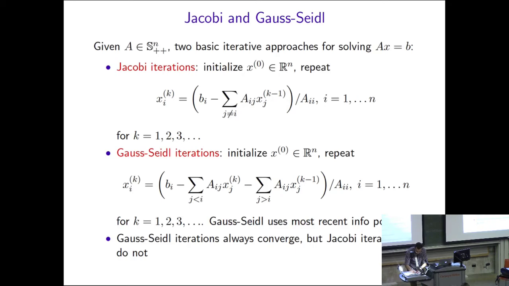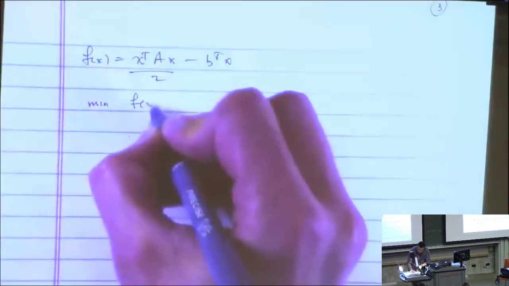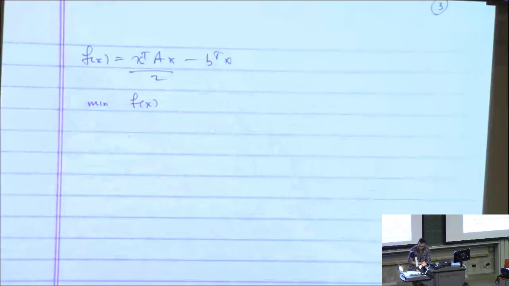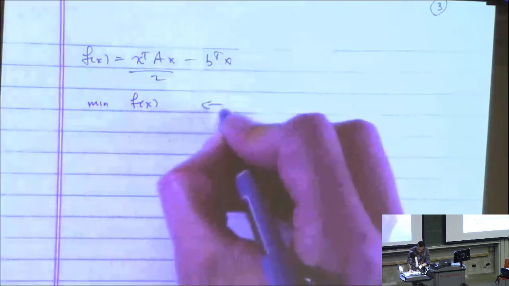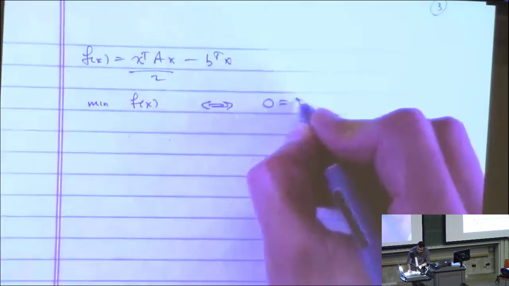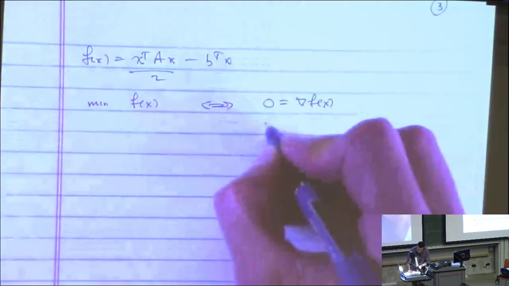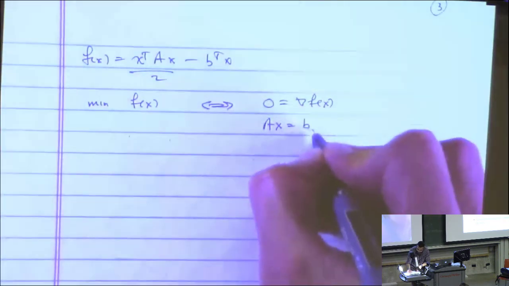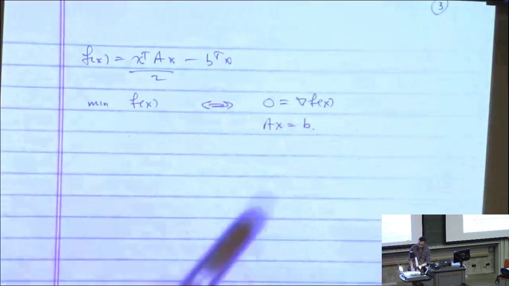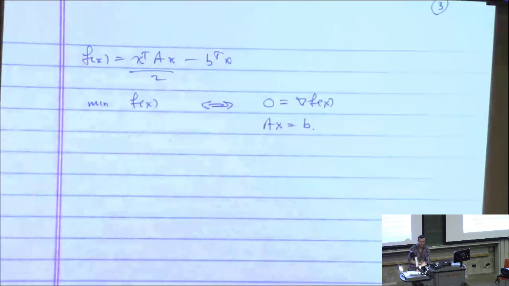So if this is my function, f of x equals x transpose A x minus b transpose x, I guess I have to divide the first term by 2. Then minimizing f of x, let's say A is positive definite, is equivalent to setting the gradient equal to 0, which is equivalent to solving Ax equals b. So solving this linear system is the same as minimizing this quadratic.